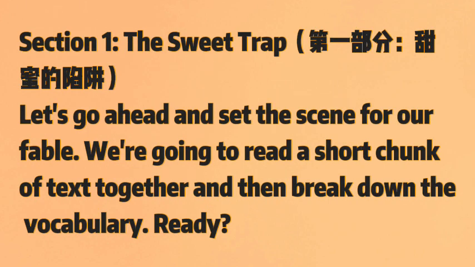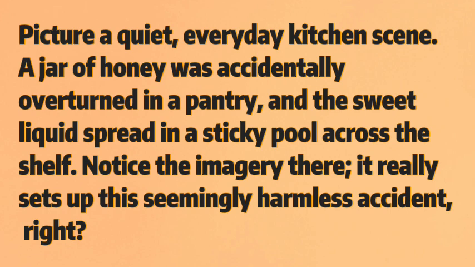Section 1. The Sweet Trap. Let's go ahead and set the scene for our fable. We're going to read a short chunk of text together and then break down the vocabulary. Ready? Okay, picture a quiet, everyday kitchen scene. A jar of honey was accidentally overturned in a pantry, and the sweet liquid spread in a sticky pool across the shelf. Notice the imagery there? It really sets up this seemingly harmless accident, right?